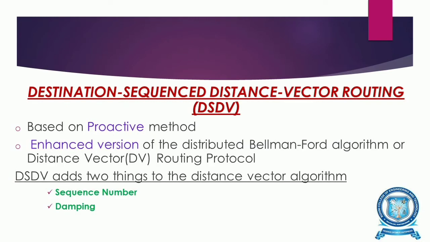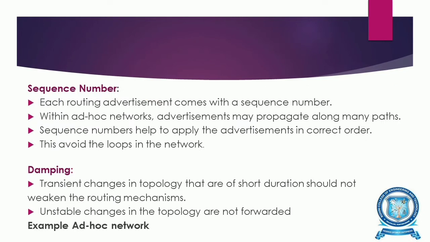DSDV is also called destination sequenced distance vector routing. It is based on the proactive method and it is an enhanced version of the distributed Bellman-Ford algorithm, or distance vector routing protocol. It adds two things to this: sequence number and damping. The sequence number is nothing but each routing advertisement comes with a sequence number. Within ad hoc networks, the advertisements may propagate along many paths. So these sequence numbers help to apply the advertisements in the correct order. This also avoids loops in the network.